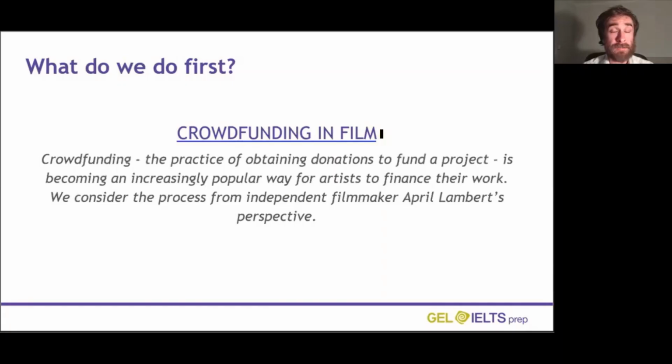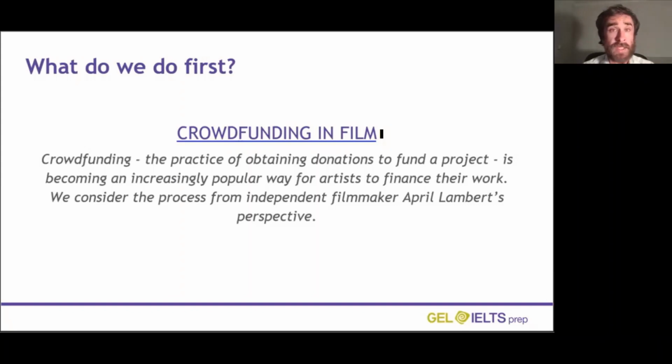As well as the title, some texts have a subtitle or subheading. This is a very short paragraph which gives a little bit more of an explanation about the topic of the text. Let's read this one. Crowdfunding, the practice of obtaining donations to fund a project, is becoming an increasingly popular way for artists to finance their work. We consider the process from independent filmmaker April Lambert's perspective.